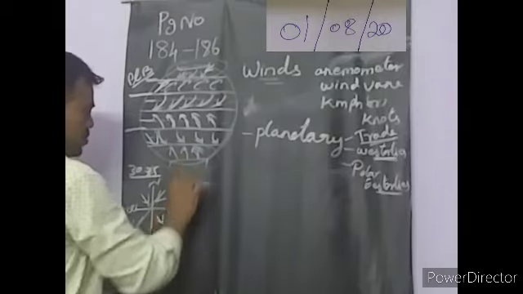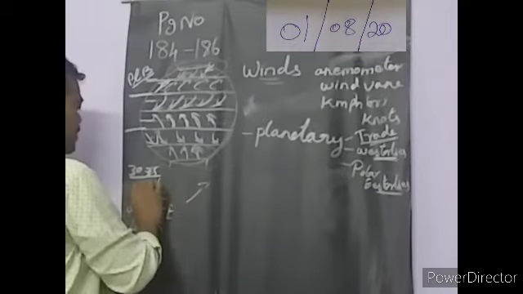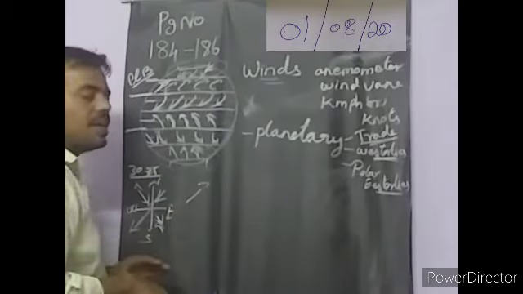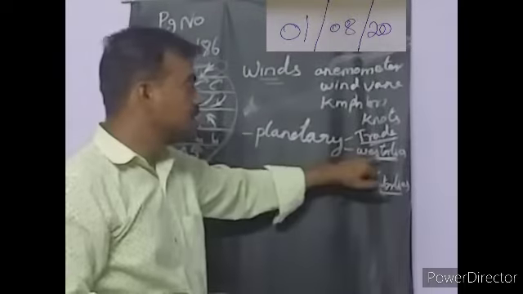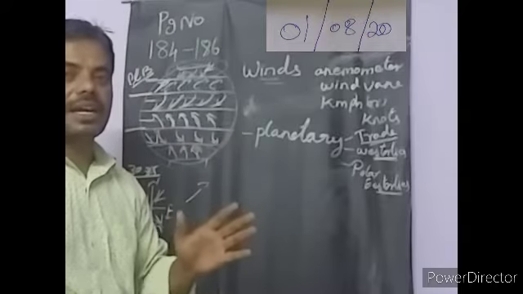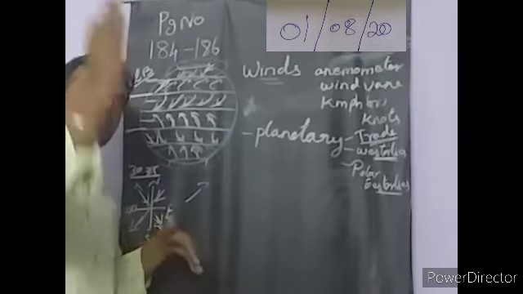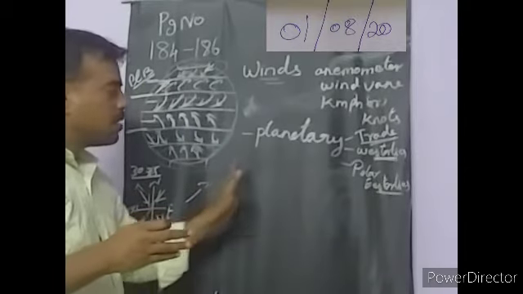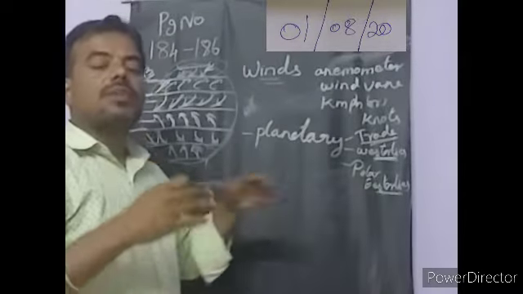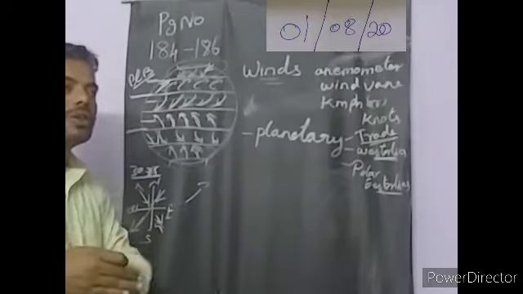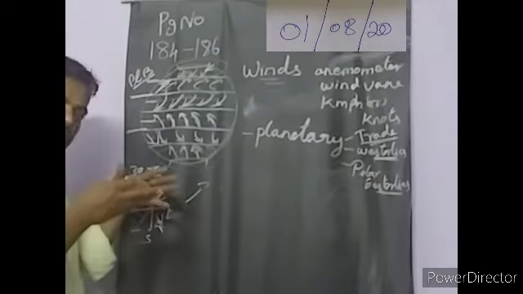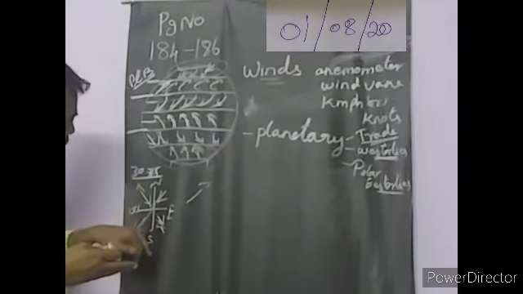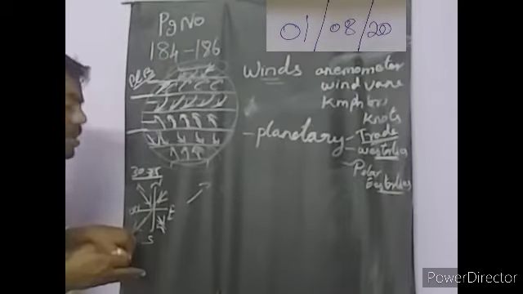Southeast to northwest it will be reached. Westerlies means the wind will blow from the western direction, so southwest to northeast, from northwest to southeast. But polar easterlies will start from southwest to northwest, southeast to northwest and northeast to southwest.